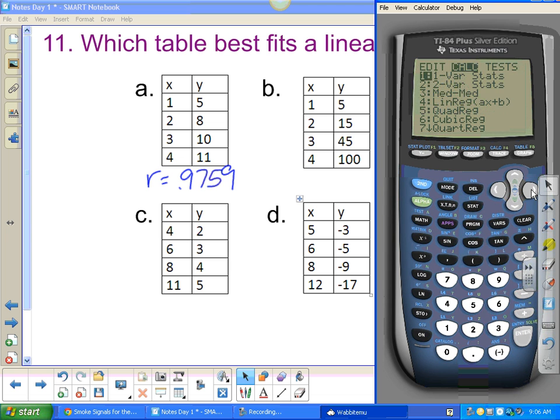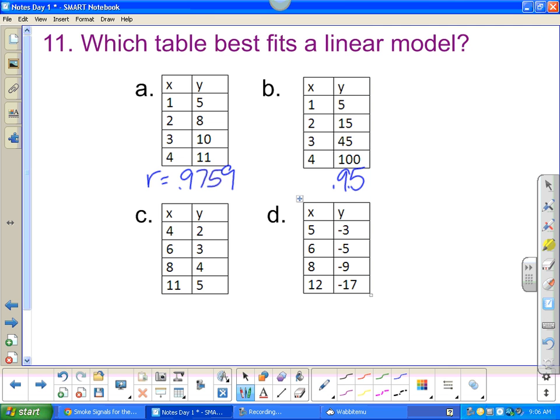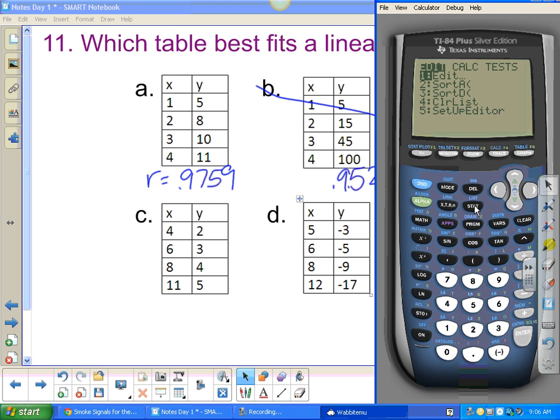Go to Stat, over to Calc, down to number 4. His R value is 0.952. So right now A is winning. So I'm going to mark out B. Stat, Edit. Both of our lists change this time. So 4, 6, 8, 11, and 2, 3, 4, 5.